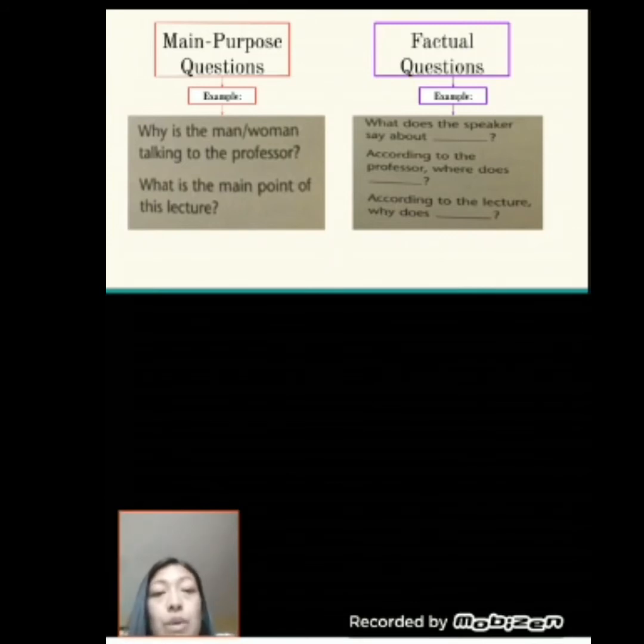Another type of question is factual questions. This asks you about supporting ideas or details mentioned in the conversation or lectures. The probable number per test is from 12 to 18. Here you can see the example. What does the speaker say about?